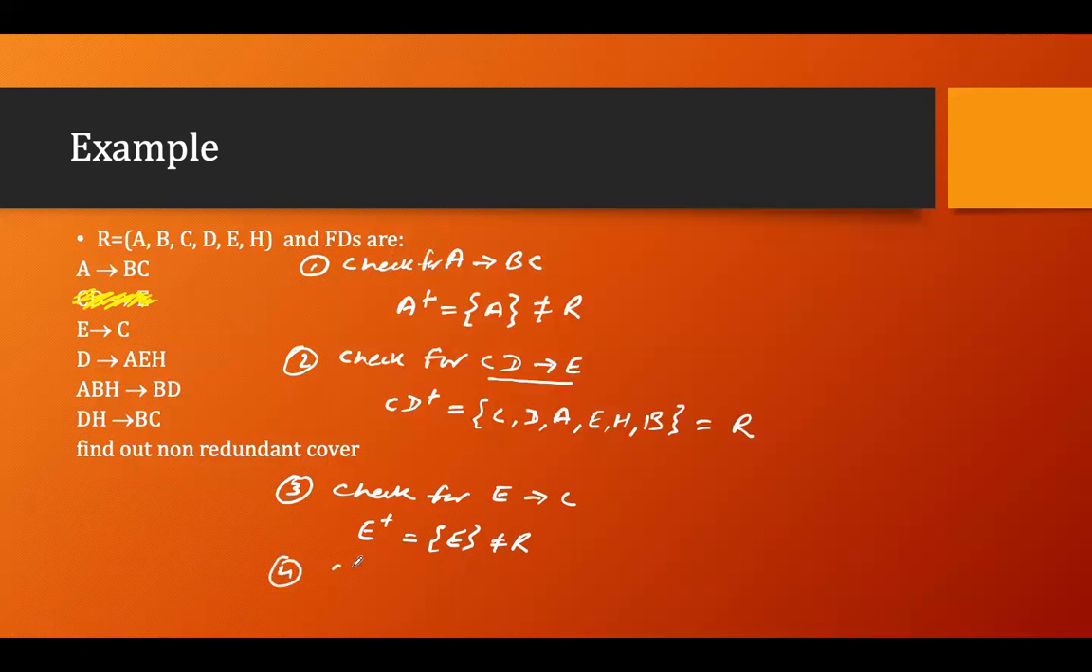Fourth is check for D determines A, E, and H. Do we require this? So we have to find out D closure without using this functional dependency. We assume that this functional dependency is not here for the time being, and we find out D closure. So D closure will be D.